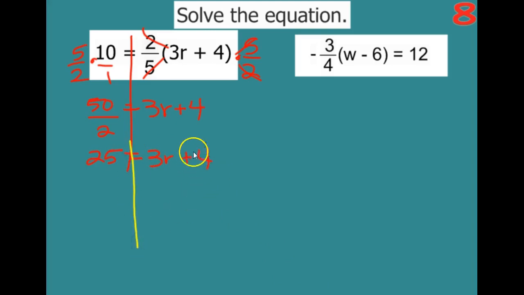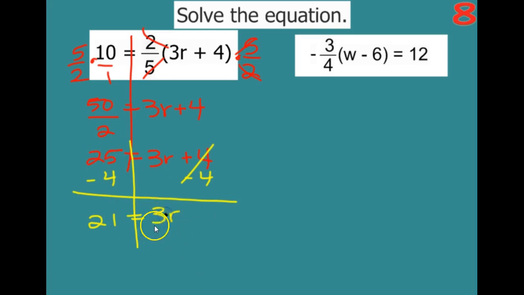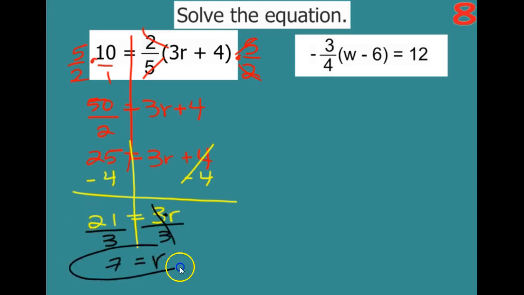And then solve like a regular equation here. Subtract 4 first, get rid of your addition and subtraction. And that gives us 21. The opposite of multiply is divide. So 21 divided by 3 is 7.